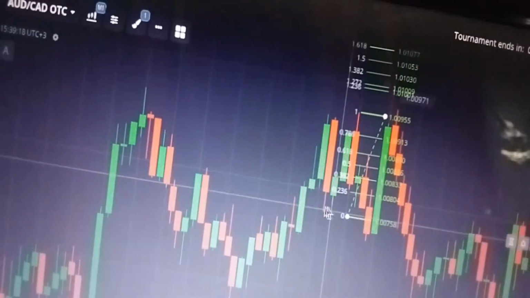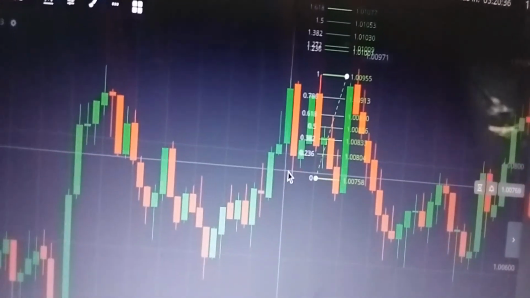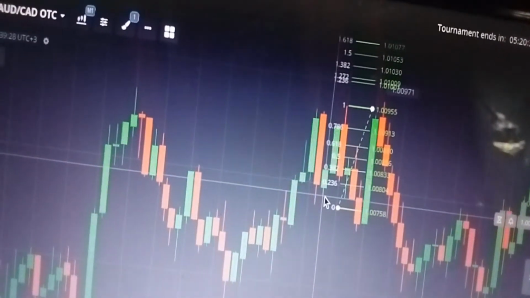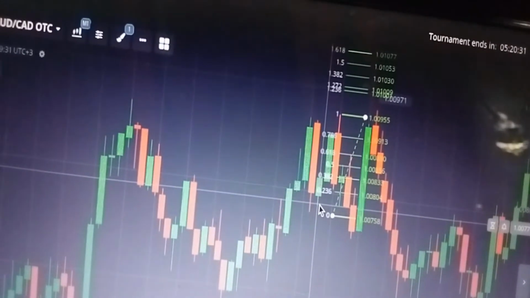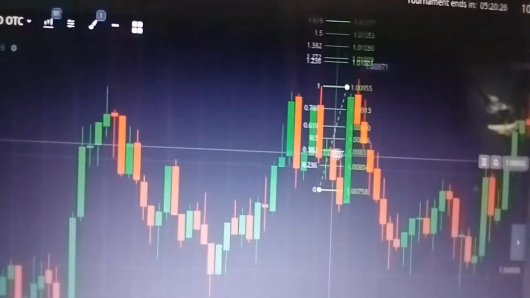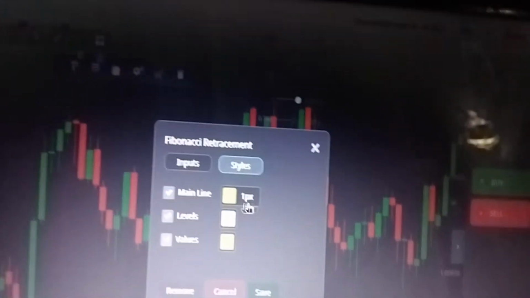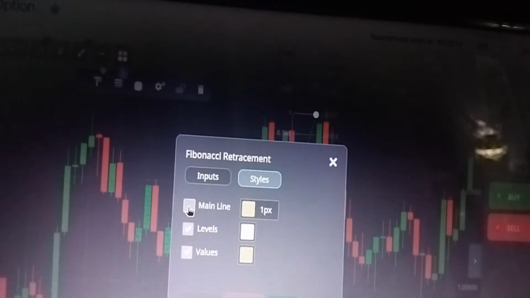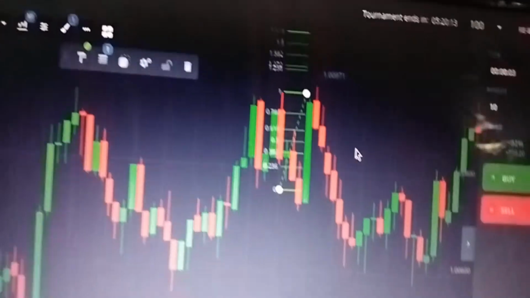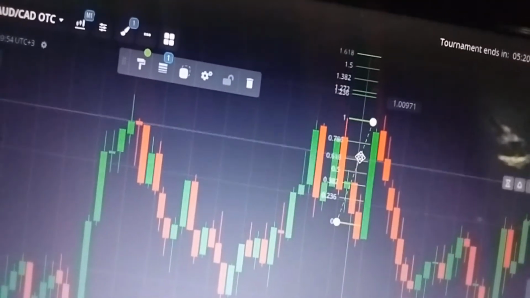Since I am already in a buy here, I should be able to get a reaction down there. Did I get it? Yes. Let me edit this one and turn off the main line. Values, okay. There is a wick there. It went up a little bit.